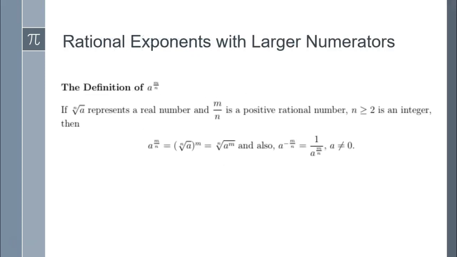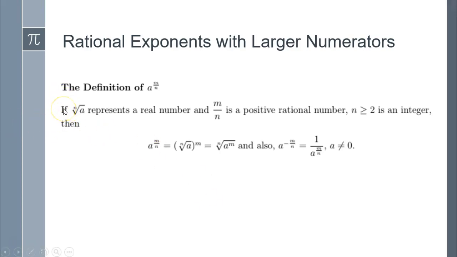All right, so what about when we have larger numerators, something bigger than 1? It'll still be an integer because a rational number is a ratio of 2 integers. So what if m is 2, 3, or 4? How does this pattern apply?